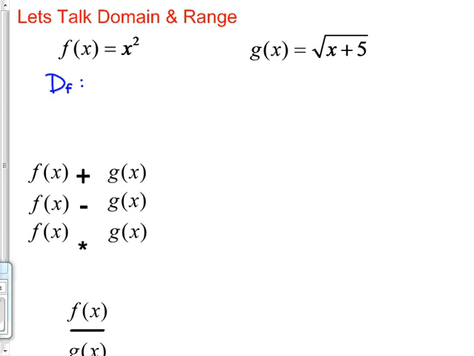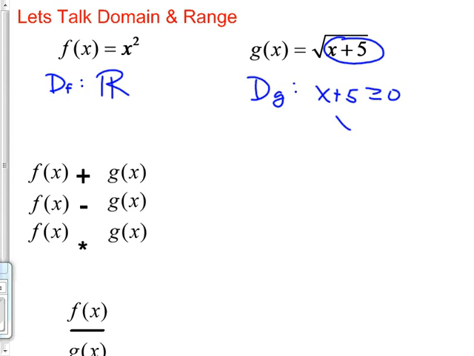The domain of f is, well, just think about it. That's a parabola, right? Goes forever both directions, left and right, so it's all reals. No restrictions. And what's the domain of g? This one is restricted. What's underneath the root, you set that greater than or equal to 0. x plus 5 has to be greater than or equal to 0. So then I could solve that and say x has to be greater than or equal to negative 5.